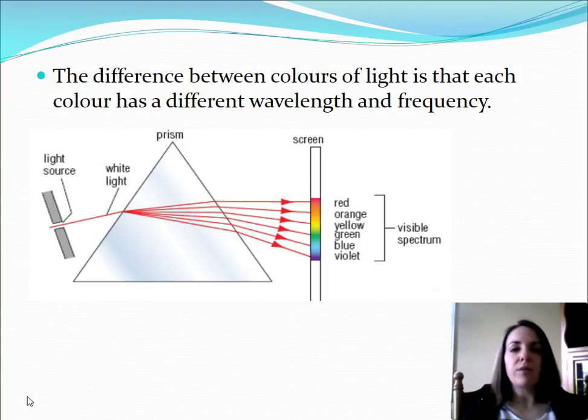Like I said on the previous slide, white light can be dispersed or separated out into all of the colors that make up the visible spectrum. Again, the difference between those colors of light is that each color has a different wavelength and a different frequency, so a different amount of energy. Again, red is the lowest energy, and violet is the most energy.